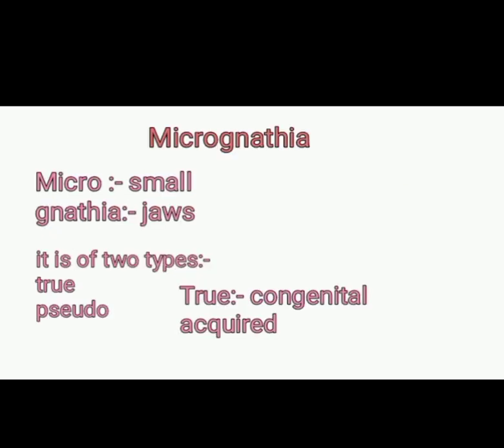Now micrognathia. Micro means small, gnathia is something related to jaws. It is of two types, pseudomicrognathia or true micrognathia. True is of two types, congenital and acquired. Here you can see the jaws are small, so it is micrognathia.